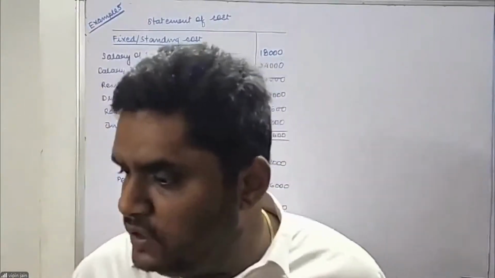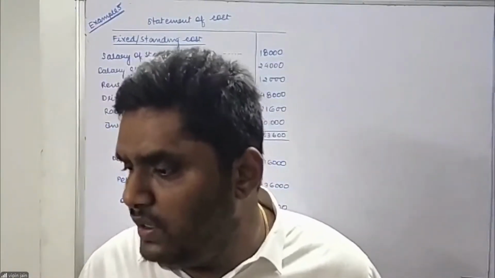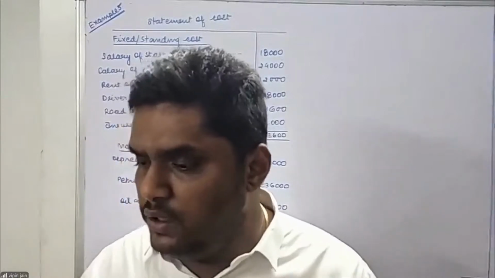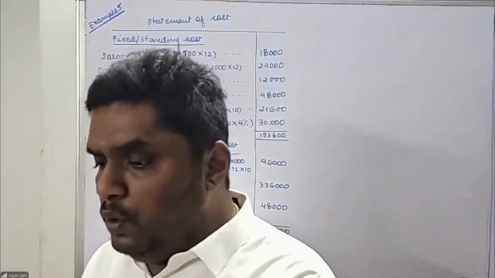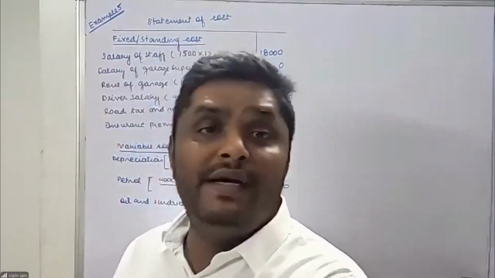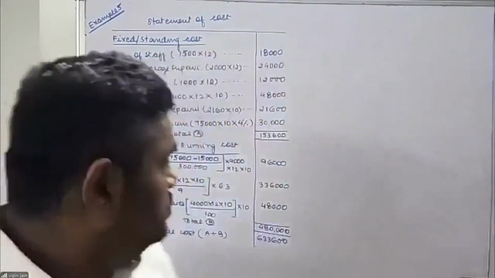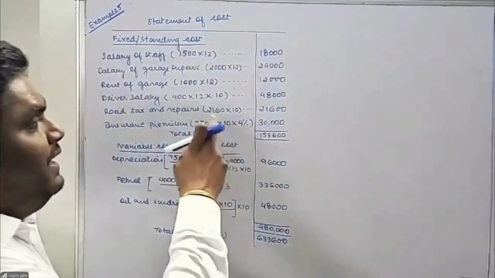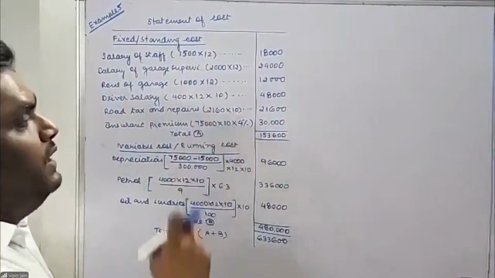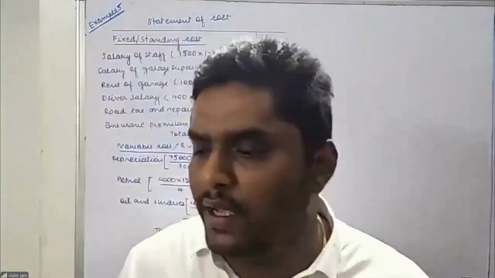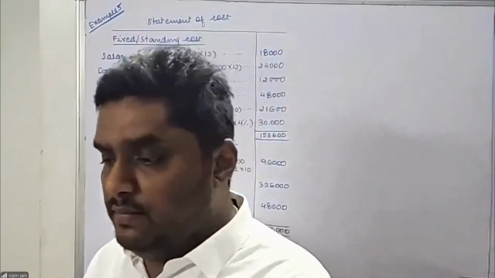The first one is from Apurva: road tax and repair, it is 2160 per annum. Yes, Apurva, it is 2160 per annum, but it is per taxi. The total number of taxis is 10, so that's why I have multiplied it by 10. This is how I got 21,600.